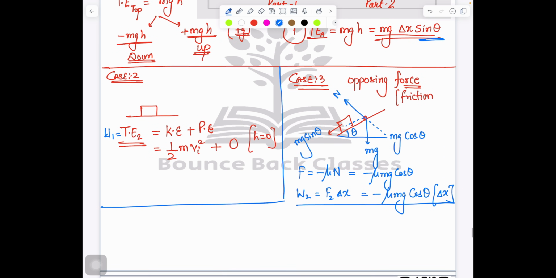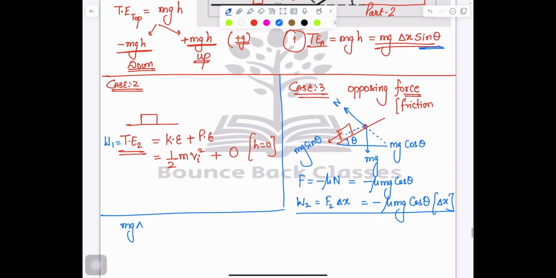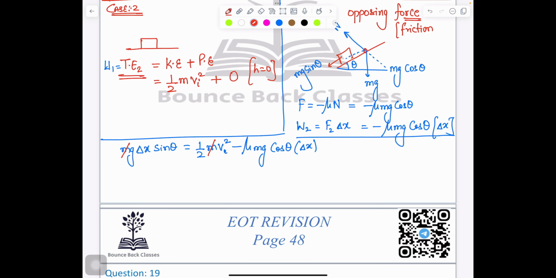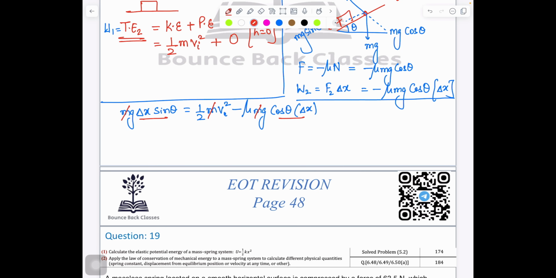So put them equal. Total value is equal to the sum of the other two. So the first one is mg delta x sine of theta, which should be equal to work done 1 plus work done 2. It should be half m v i square plus, no, minus, here is minus mu mg cos of theta delta x. So what are we looking for? We are looking for delta x. Okay, first of all, remove m. Now delta x is here, delta x is here, so bring them to one side. g delta x sine of theta, bring it to this side, plus mu g cos of theta delta x equals half v i square. Yes or no?